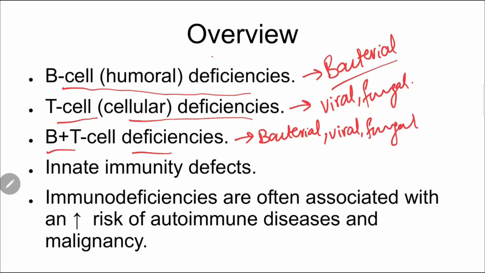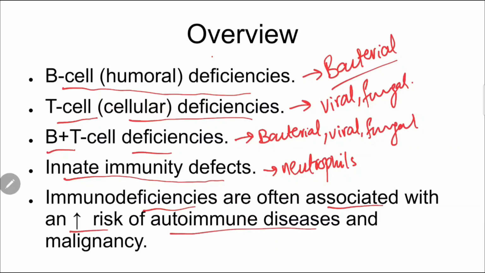And finally, you have innate immunity defects. So your innate immunity defects are going to be defects in neutrophils and macrophages, right? And one high yield point that I want to tell you is that immunodeficiencies are often associated with an increased risk of autoimmune diseases and malignancies, right? So immunodeficiencies, autoimmune diseases, and malignancies, they are all associated with each other, okay?